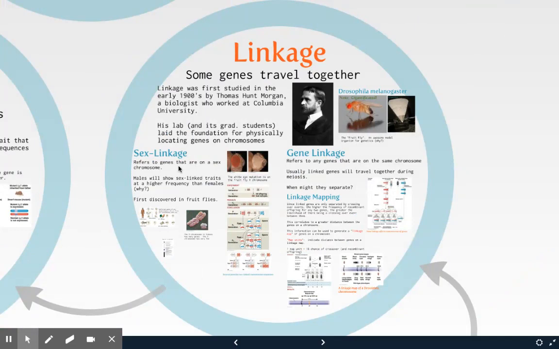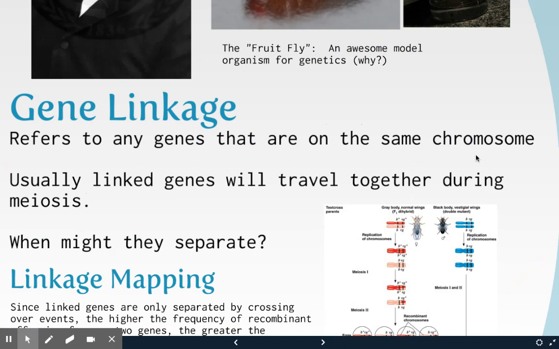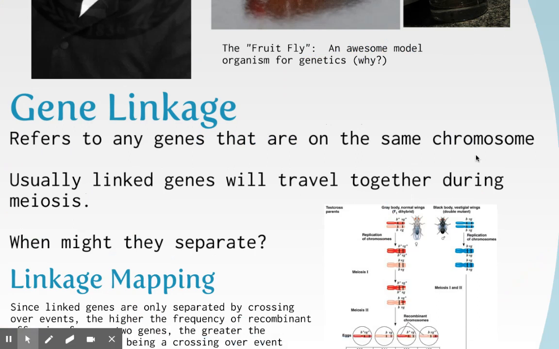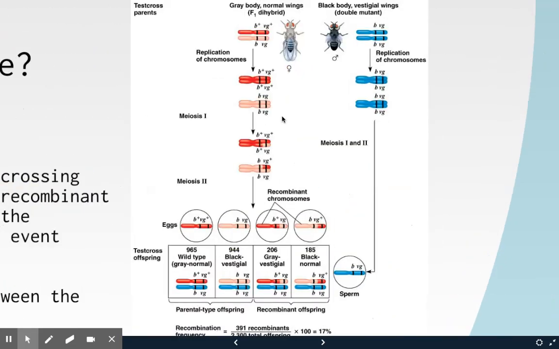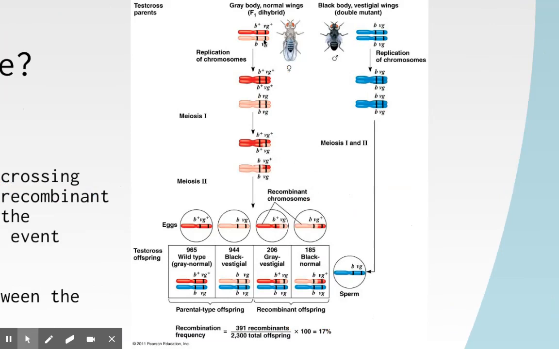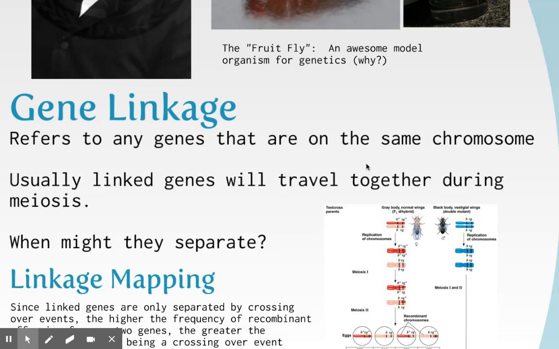So if genes are on the same chromosomes, remember we have chromosomes 1 through 22, and then we have our sex chromosomes, we call them linked. So if two genes are found on the same chromosome, like this B and the VG gene, the chances of there being a crossing over event to separate them is lower compared to if they were found on different chromosomes. So genes that are linked are more likely to travel together, so they're more likely to show up in the offspring together than genes that are separate.